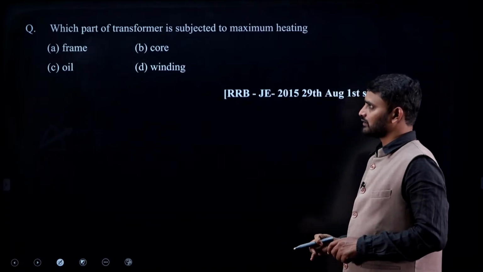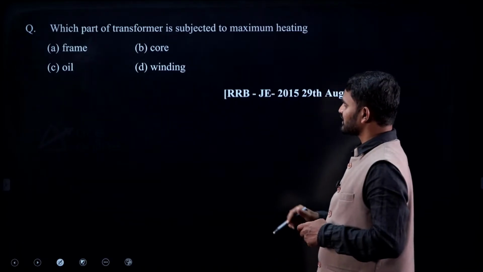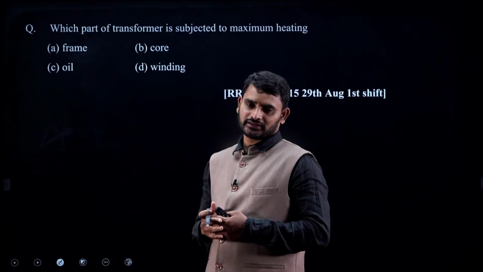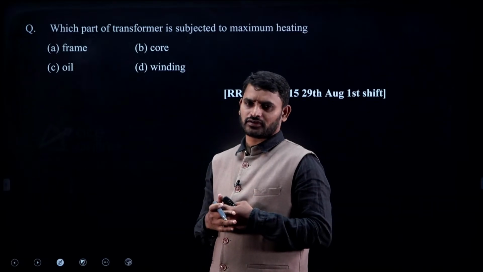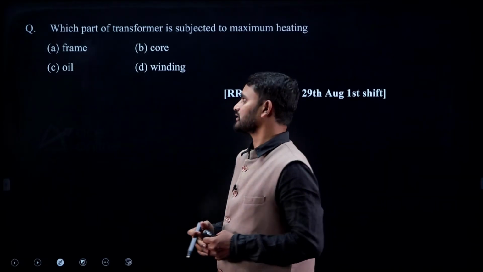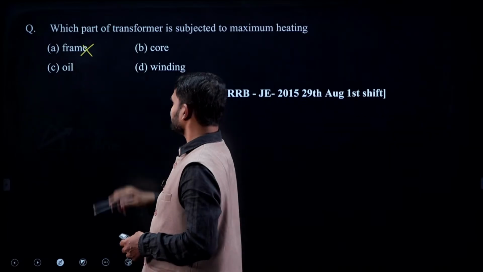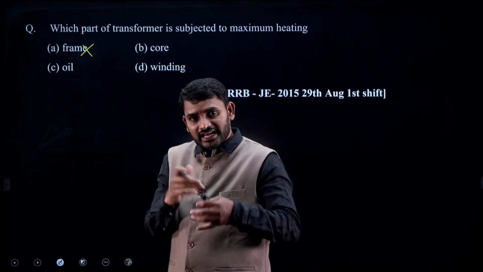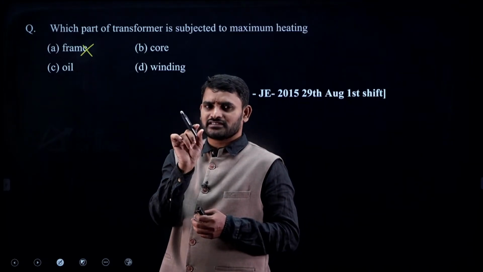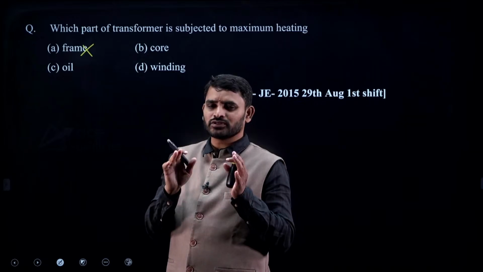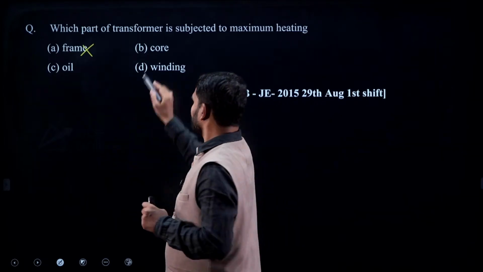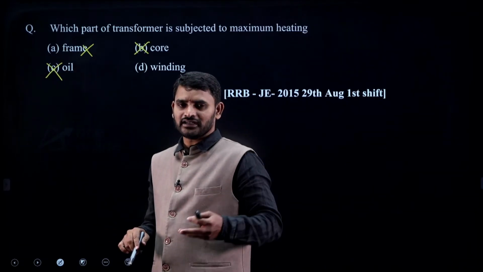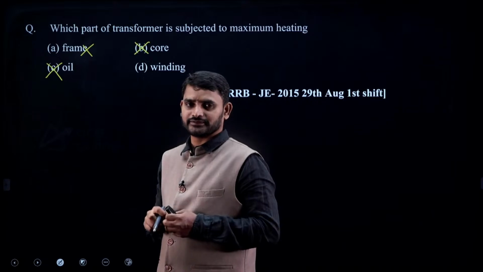Okay. Right. Now, if you look at the next question, which part of the transformer is subjected to maximum heating? Where do you get maximum heating? Wherever there is a current flow or a huge amount of current flow, you will get a huge amount of heat. Do you expect a current flow in the frame? No. Do you expect a current flow in the core? In the core, flux has to establish. A minor current will flow, that is, eddy currents, and due to that you do not get much heat. So, you will get some heat from the core, but not much. Oil, will it circulate? Will it accept current? No. Oil will absorb the heat.